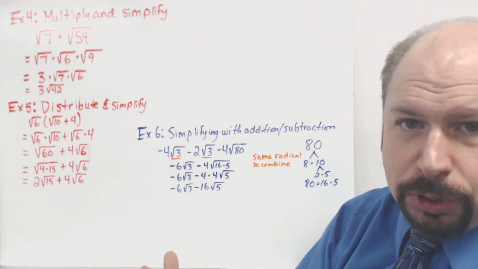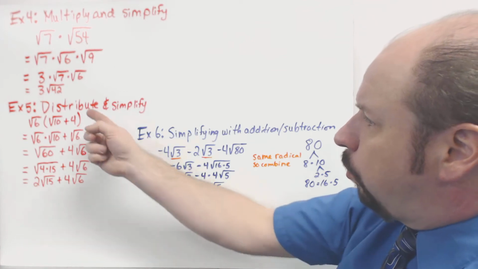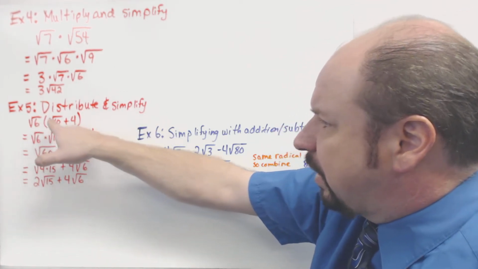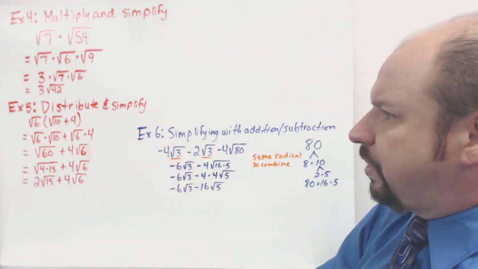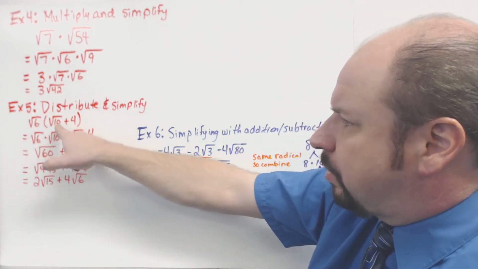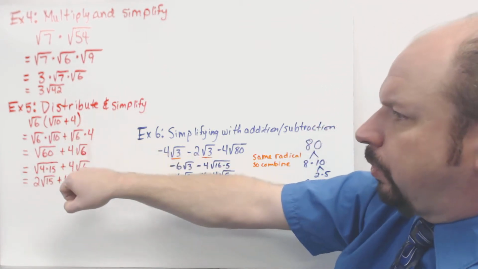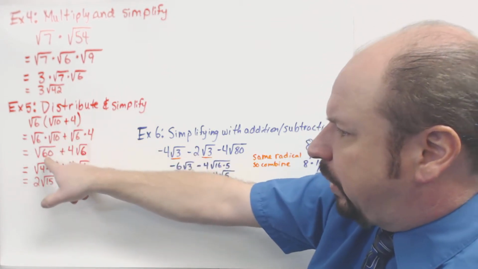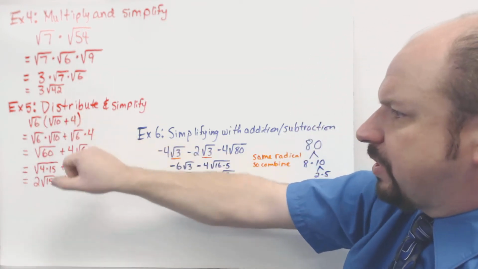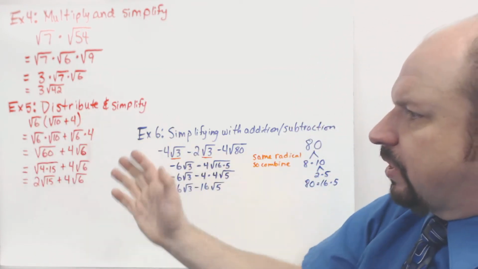Okay, next one is distribute and simplify. So when we distribute and simplify, we have root 6 times root 10 plus 4. So we're going to distribute the square root of 6. Square root of 6 times the square root of 10, we get the square root of 60. Square root of 6 times 4 is 4 times the square root of 6.